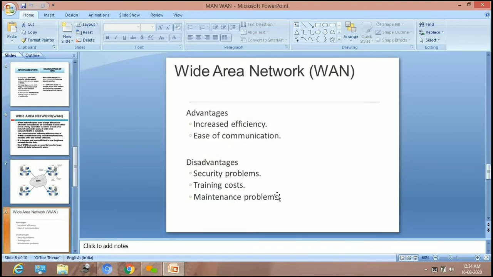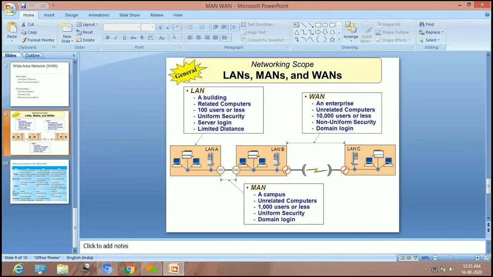So the advantages are that efficiency is increased, there is an ease of communication, and wired, wireless, all the communication technologies could be used to send or receive the data. Then the disadvantages are that there are some security problems, some training costs, and some maintenance problems because of the larger area network. There could be some problem from the security point of view.